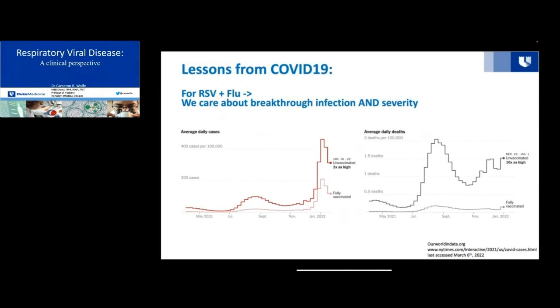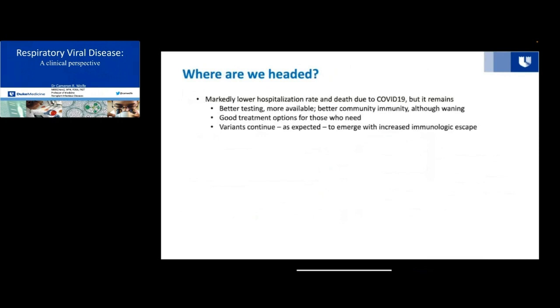So where are we headed as a final piece? Certainly, thankfully, markedly less hospitalization and mortality due to COVID, but it remains here. I think we have better testing. There's more available. We're certainly more liberally able to get treatment options to those who need them, but we should be expecting that variants continue to drift forth, and modified vaccines, I think, will be in the near future for at-risk patients for sure.